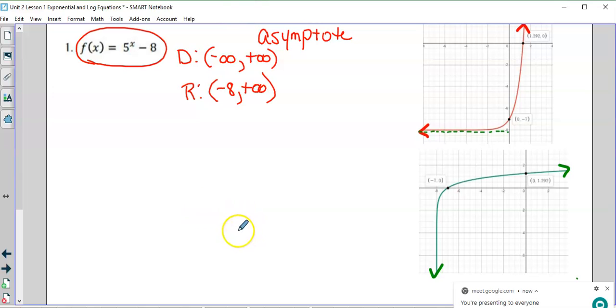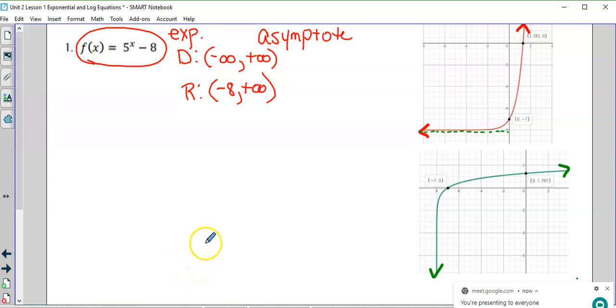Okay, so let me say this one more time. The red graph, this is exponential. They're asking me to find the inverse. What that means is that I'm going to end up with a log function. So my statement down here in green is going to be log something, okay?